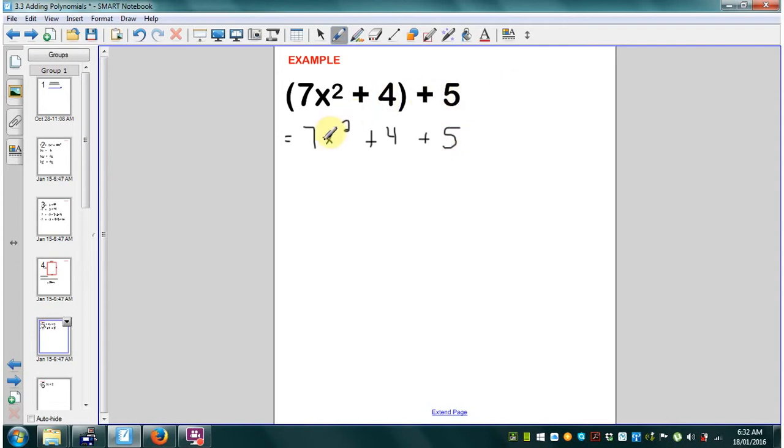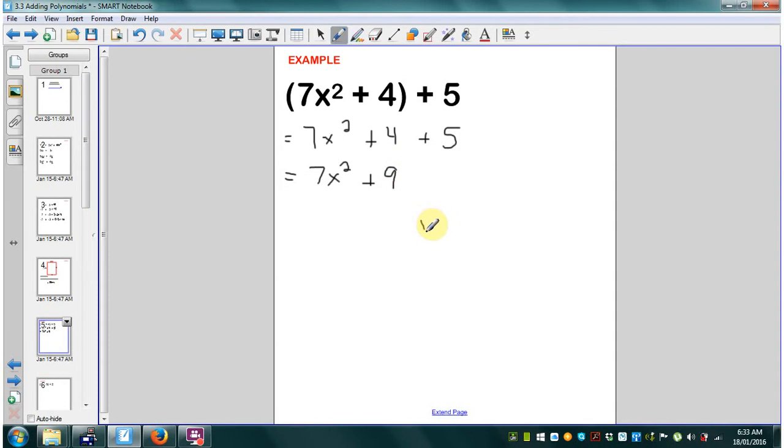So I want you to put this together. Remember your like terms. We have an x squared term here, and then we have just a number term and a number term. So we can put those together. Because this is unlike everything else, it just brings down, and we can't put it together with anything. And then we have plus 4 plus 5. Put those together to be plus 9, and we're done.